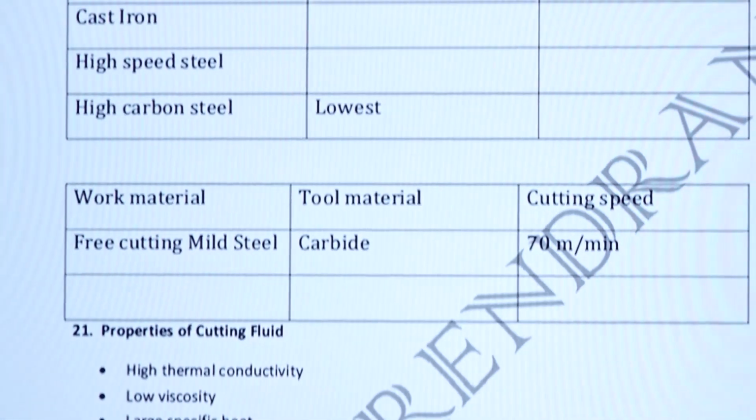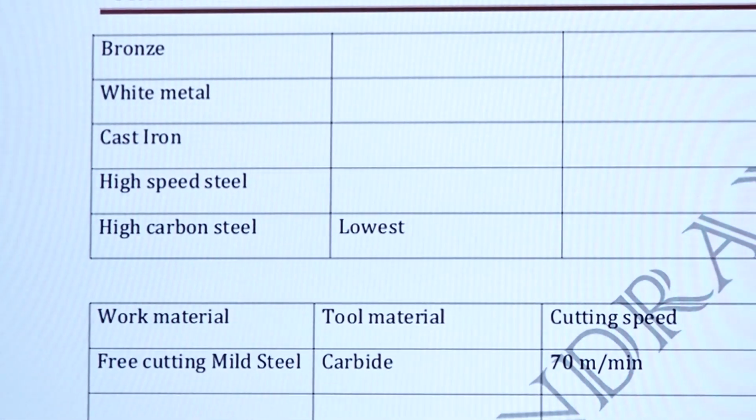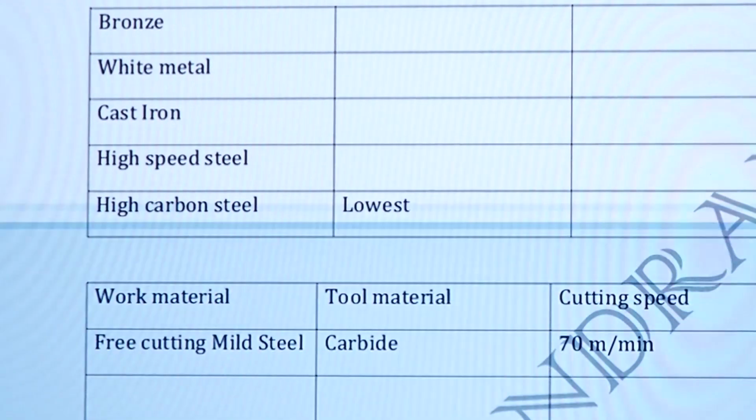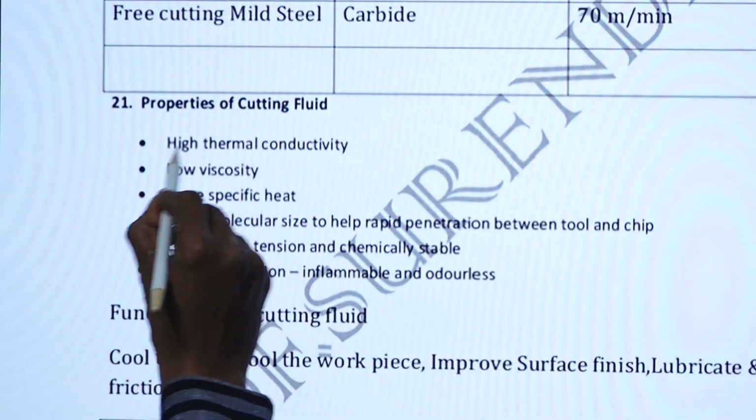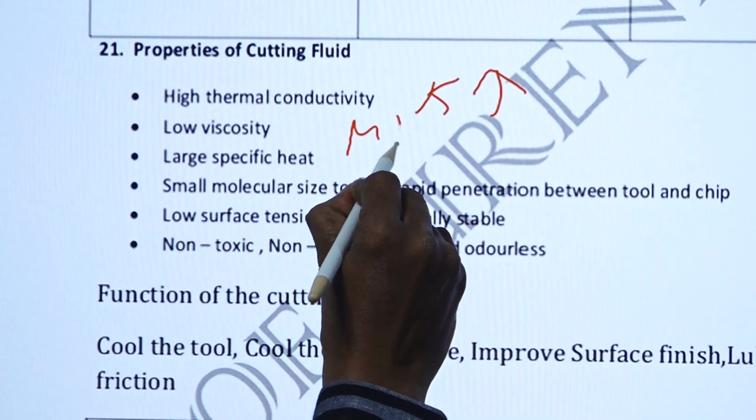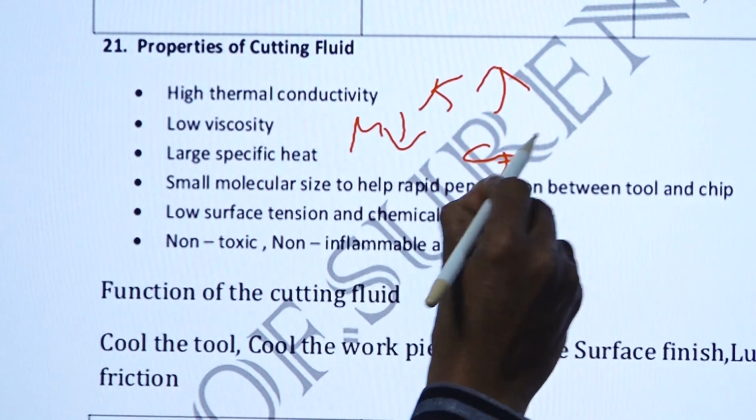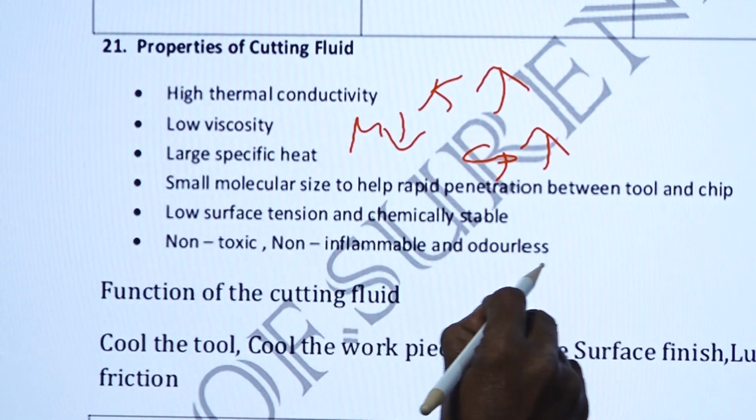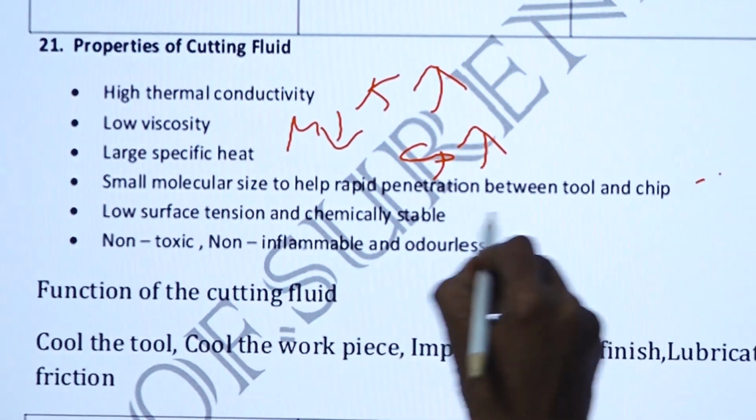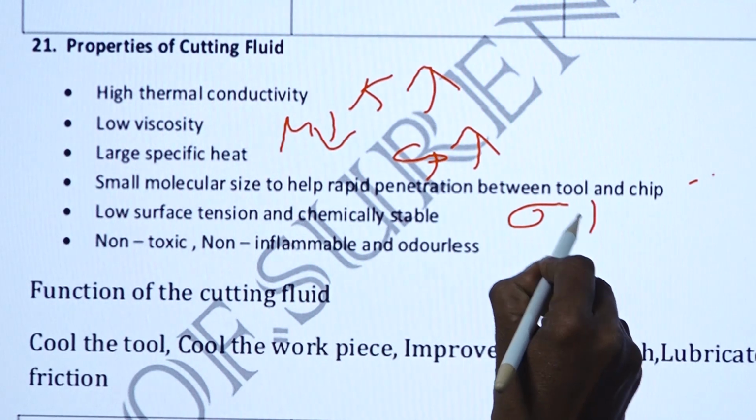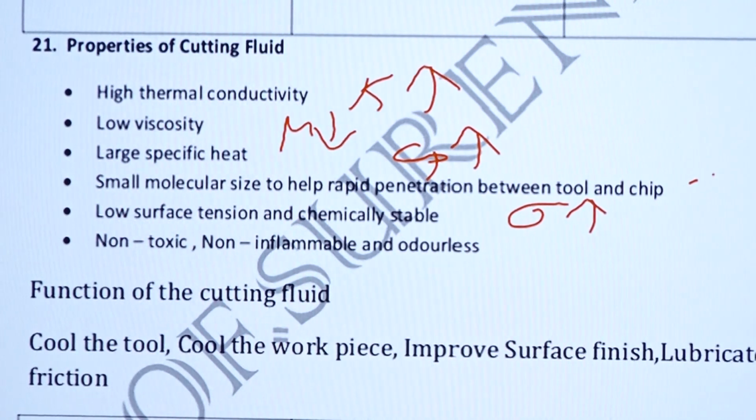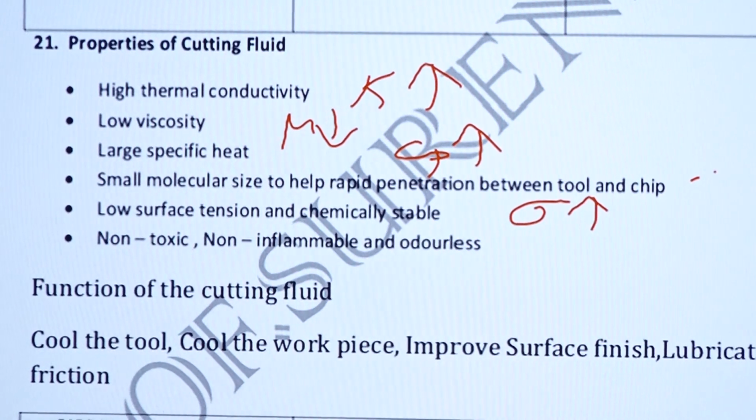Next is cutting fluid. Why is cutting fluid used? We should know that. So what are the properties of cutting fluid? Thermal conductivity will be more, viscosity will be less, and specific heat will be more. Molecular size, small molecular size should be there. Surface tension will be more, and it should be chemically stable, non-toxic, non-inflammable.